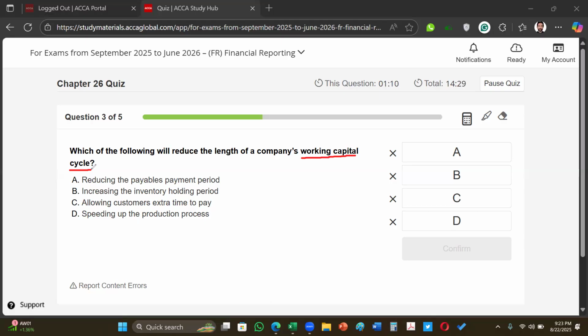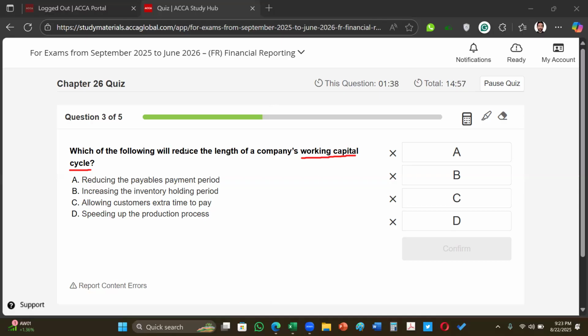Okay, you need to understand this point, that you need to quickly sell your inventory, you need to quickly recover money from your customers, but you need to make your payables, make your suppliers wait for their money. Okay, you do not pay them early. If you pay them early, you pay all the cash, and then you are in a problematic situation. So this is the basic idea.